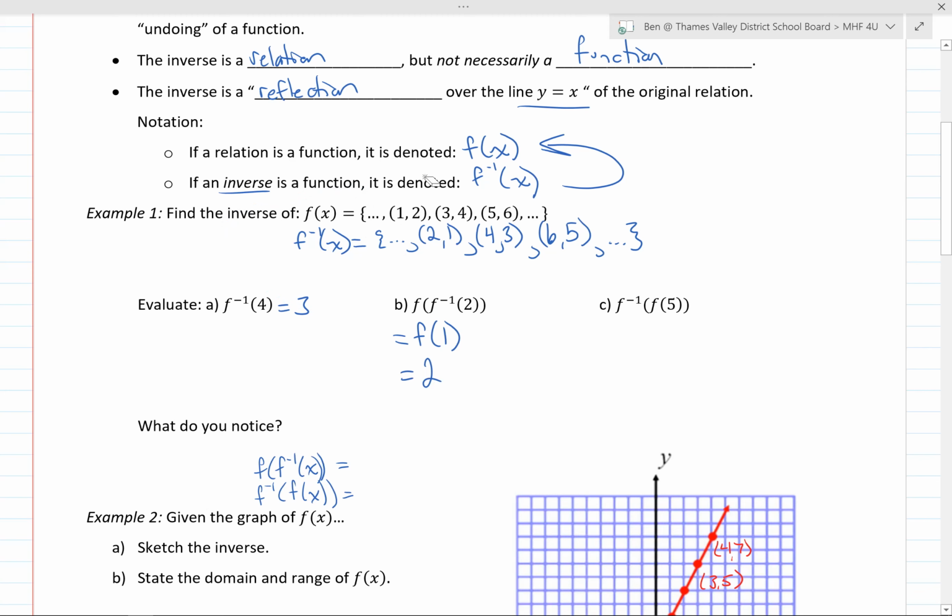Now let's see if there's a connection there, see if there's a pattern we can come up with. Let's try again. Here we'll try f at 5. We'll evaluate that first.